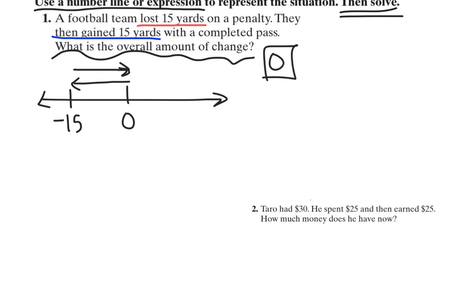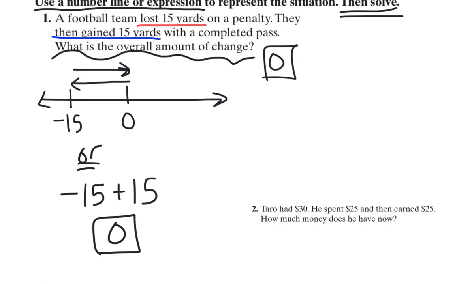Another way of putting it, if you wrote an expression, you could say lost 15 yards is negative 15, and then gained 15 yards would be plus 15. So negative 15 plus 15, this is the opposites like we talked about earlier, so negative 15 plus 15 is 0.